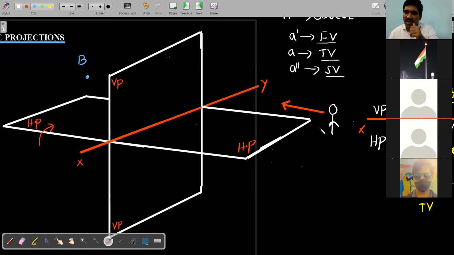Now tell me all of you, if this is transparent, can I say that this height is visible or not? Let this height be, for example, h. Yes, sir, visible. The height is visible, all of you. At the same time, what about the top view?